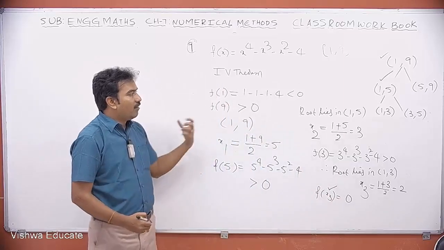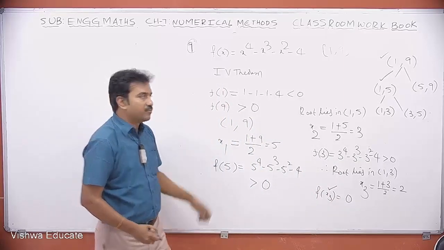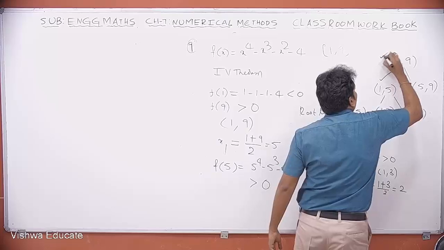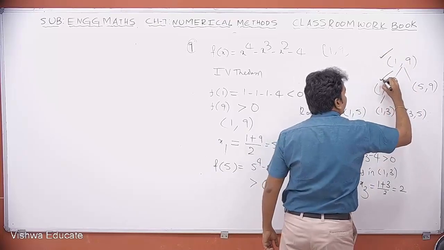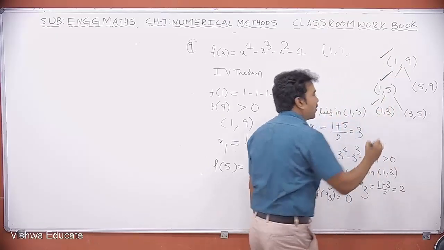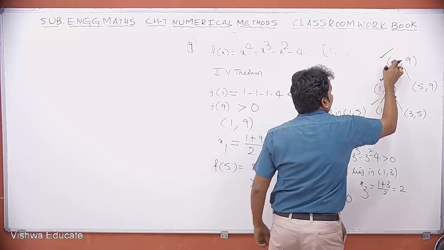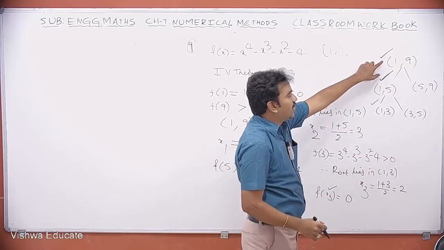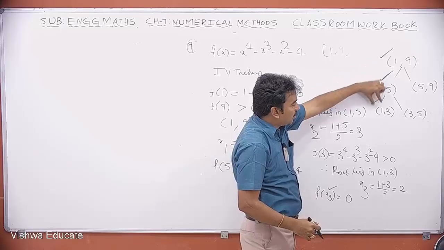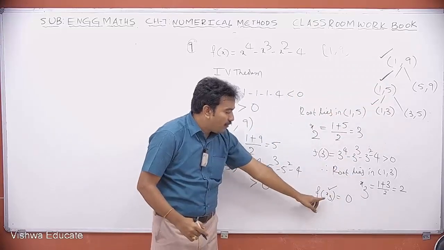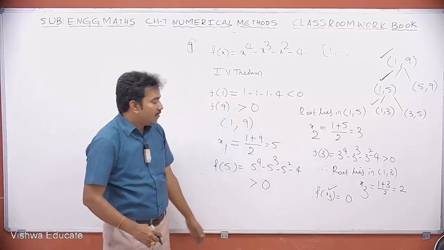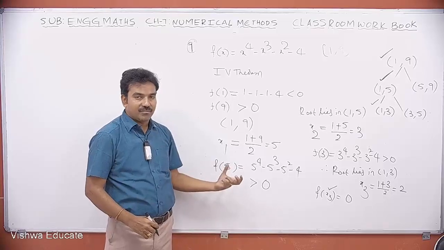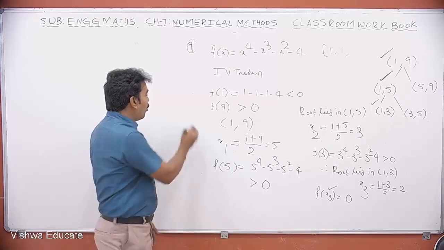We have applied intermediate value theorem 3 times. First, it is applicable in open interval 1 comma 9. Next, it is applicable in this interval. Next, it is applicable in this interval. Here x1 equal to this, x2 equal to this, x3 in this case. So f of x3 is 0. That means we got the convergence in the third iteration. Okay. So option B is the right answer.